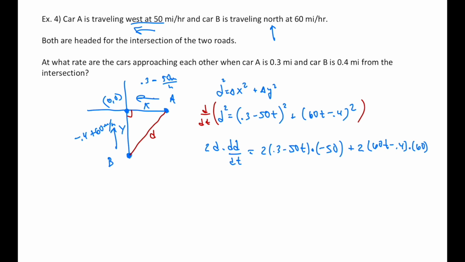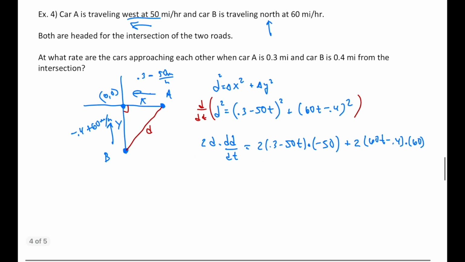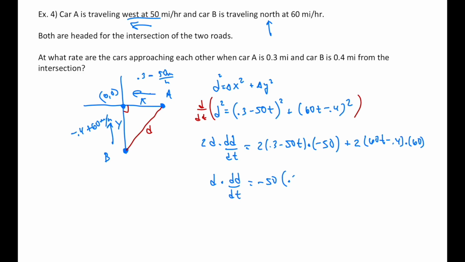I'm going to neaten some things up. I noticed 2 holes in there. We've got d times dd/dt equals negative 50 times (0.3 minus 50t) plus 60 multiplied by (60t minus 0.4). So at that time, let's figure out the pieces that we have.